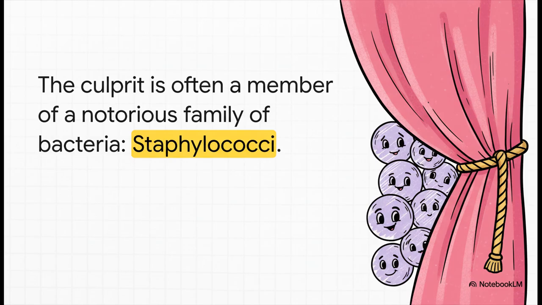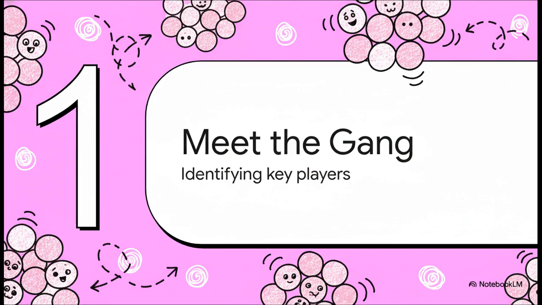And here it is. The culprit hiding behind the curtain is very often a member of the Staphylococcus family. You can think of them as a gang of microscopic troublemakers, and our job today is to figure out which member of this gang is responsible for which crime. Okay, so first things first. Before we can single out a specific culprit, we really need to understand the whole family, the whole gang. It's time to meet them and learn what they all have in common.